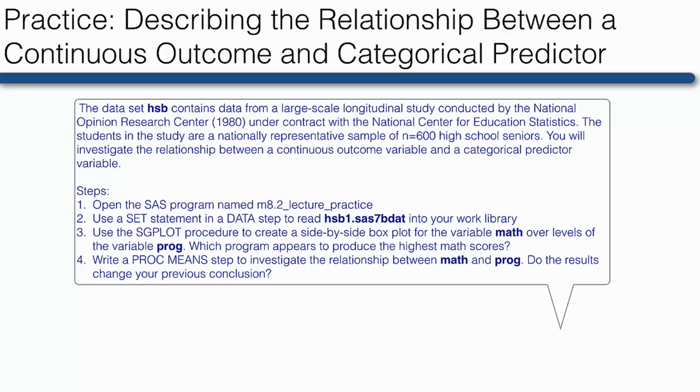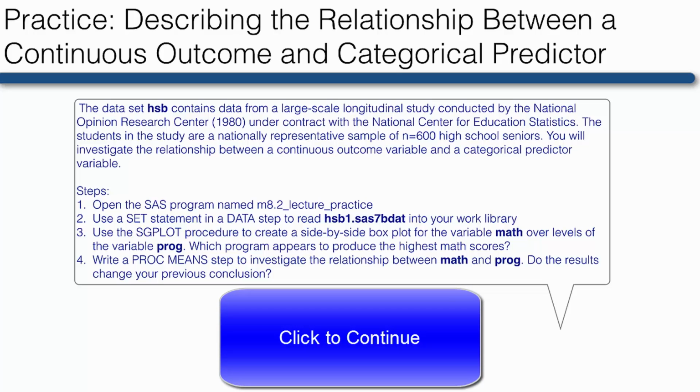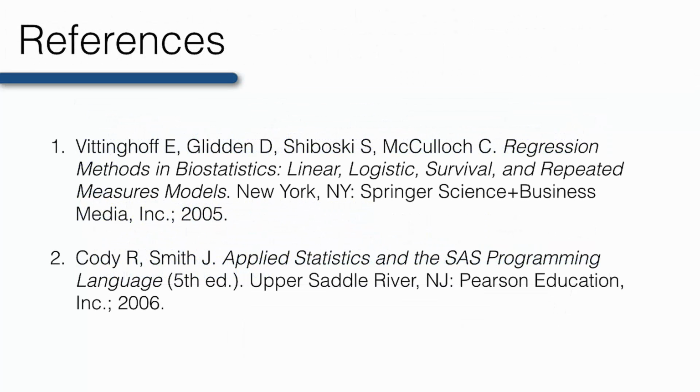Now you practice describing the relationship between a continuous outcome and a categorical predictor. In this video, you learned how to numerically and graphically describe the relationship between a single categorical predictor and a single continuous outcome. You also learned how to save your results to a new SAS dataset. In the next video, you'll learn how to describe the relationship between 2 or more categorical variables.